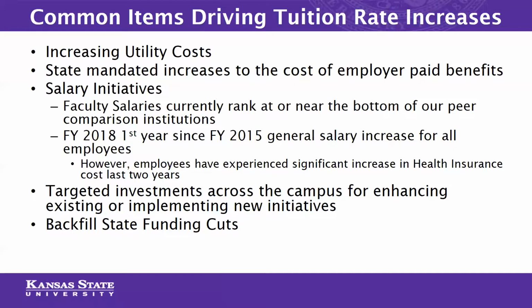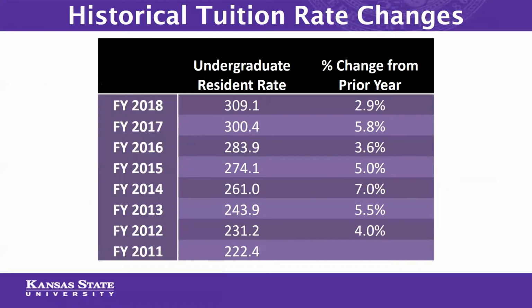So again, these are things that we, as we're balancing the budget and we're looking at new costs coming online, that we're trying to account for in why you might see a tuition rate increase before you as the TFSC. And there might also be targeted investments across the campus for enhancing new initiatives or implementing new initiatives. And then obviously we have in the past had to look at backfilling state funding cuts with tuition dollars to help offset some of those, that lack of state funding, keeping up with us.